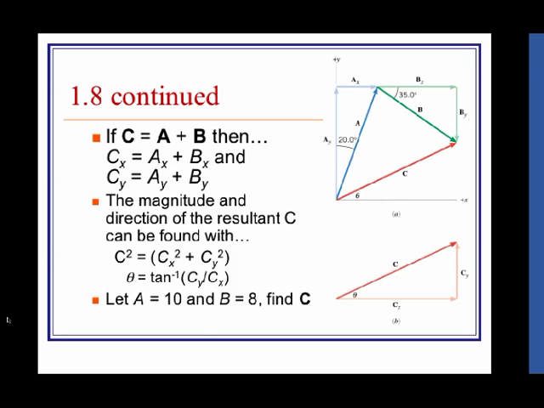Once you have the components of both A and B, you can then add those components in the specific directions, so all the x direction components first, and then all the y direction components, in order to determine the parts or the components for vector C. Once you have those 2 components, you can use the Pythagorean theorem and trigonometry to determine the angle for vector C. So let's let A equal 10 and B equal 8.